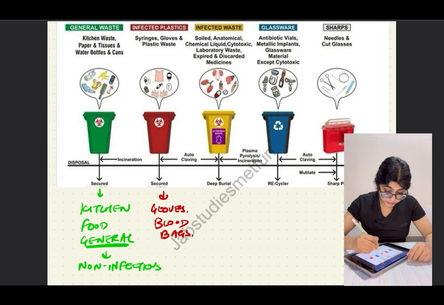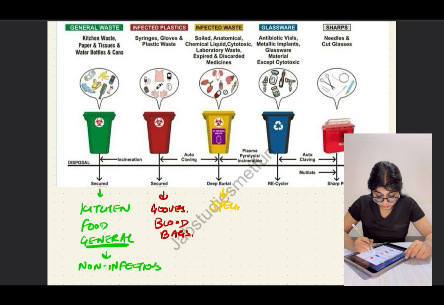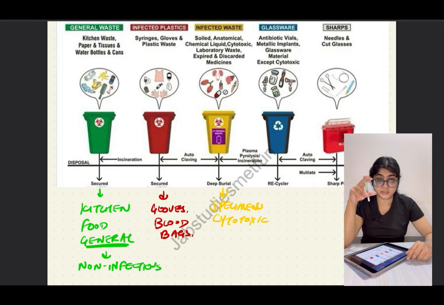And the next one we have is infected waste, yellow color, which will go to the incinerator, mind you. It includes everything. For example, it can include specimens from the operation theater. It can include basically cytotoxic waste, anything that comes out of your patient's body, that will be put in the yellow colored bin.